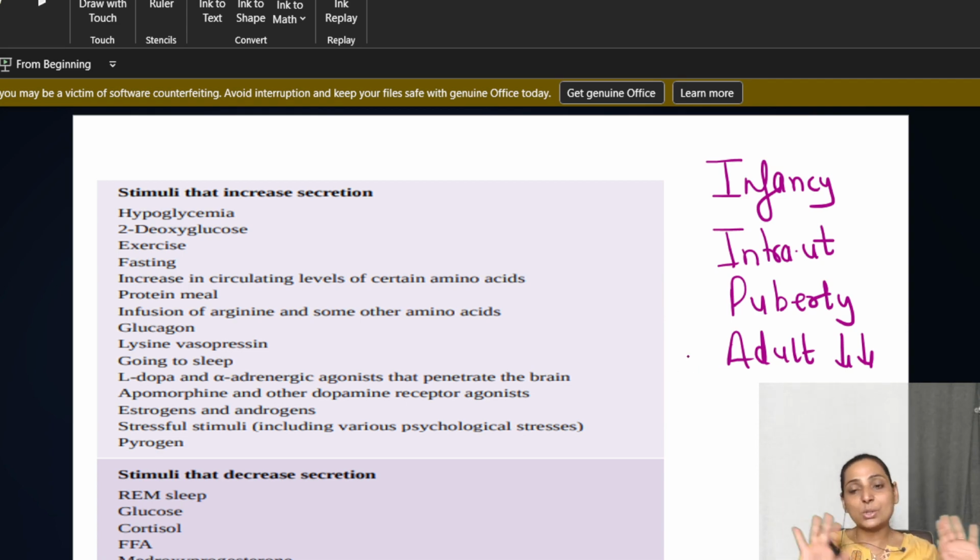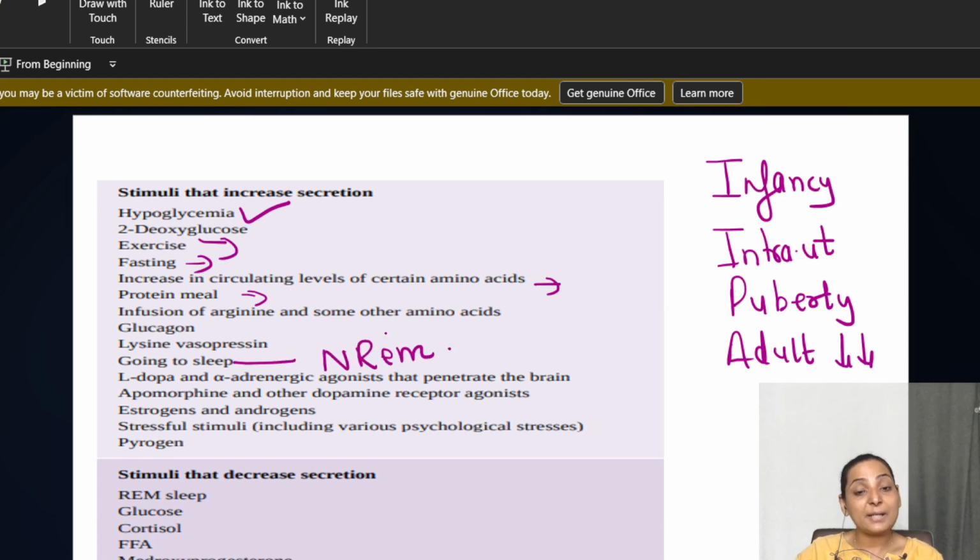Any condition where the glucose goes down, remember this. So when will glucose go down? When there is hypoglycemia. Exercise, fasting, whenever there is increase in the proteins in the diet, because whenever the proteins are consumed, these proteins will be assimilated as amino acids, and you have to again synthesize them as the body proteins and store them, which is the function of the growth hormone. So a protein meal increases growth hormone. Sleep, with sleep is NREM. NREM sleep increases growth hormone, whereas the REM sleep decreases the growth hormone.